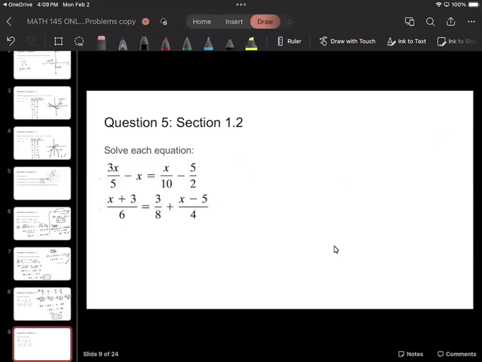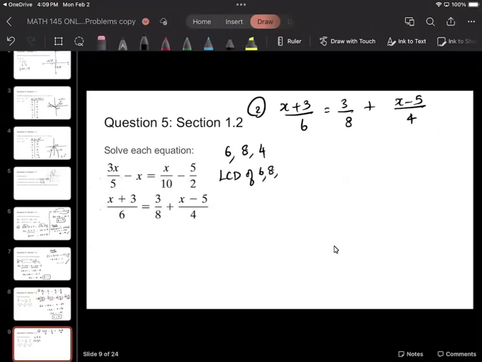So now let's do the second one. In the second one, I have 6, 8, and 4. So the LCD of 6, 8, and 4 is 24. Okay, so 24 is the LCD of all of them.